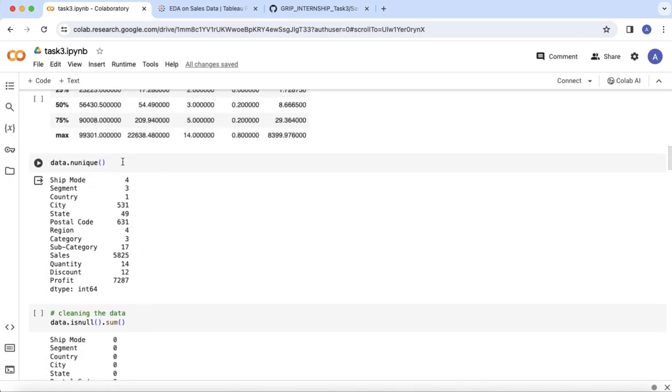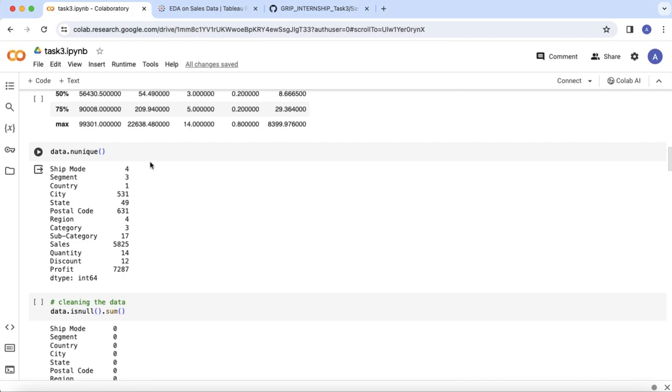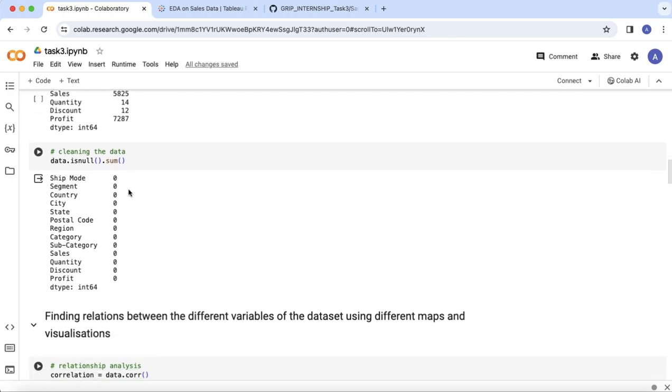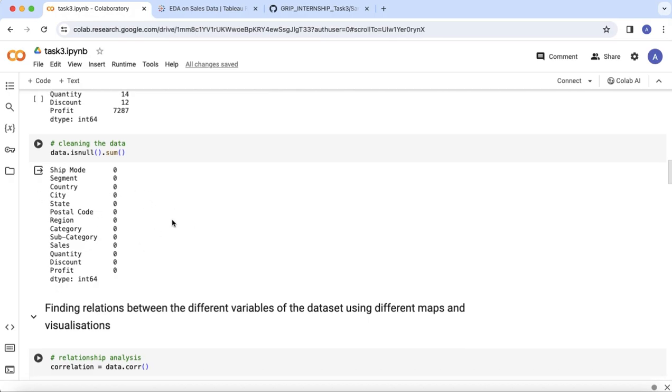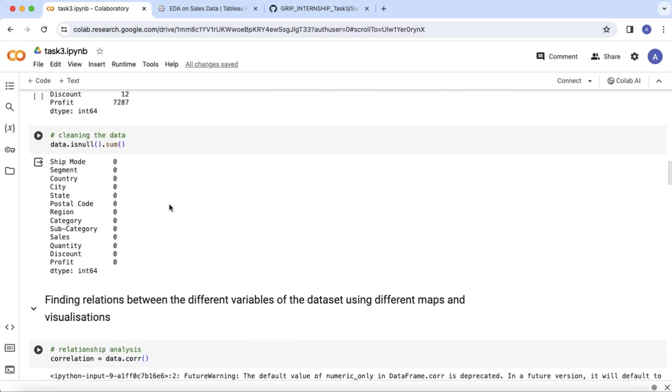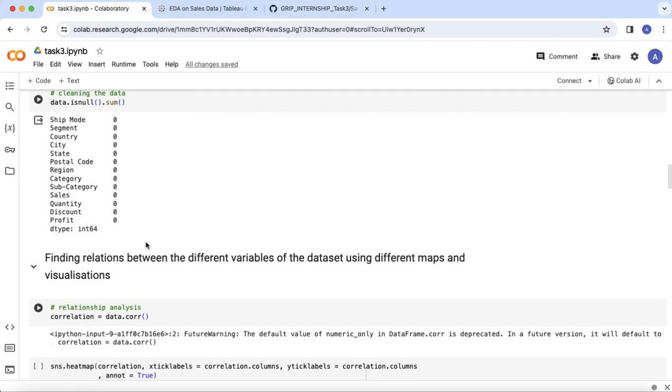Then you can also find out the unique values in each feature or column. So there are, for example, 4 ship modes. Similarly, there are 3 segments and so on. Then we clean the data, but we find out that there are no null values in this particular dataset, which is lucky for us. So we don't have to do any cleaning in that case. We can find out whether there are any null values in a particular feature using these commands.